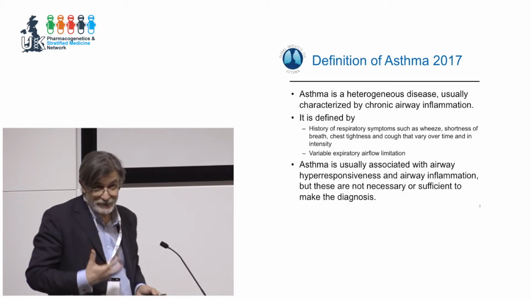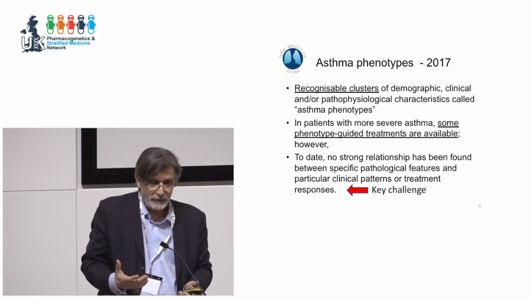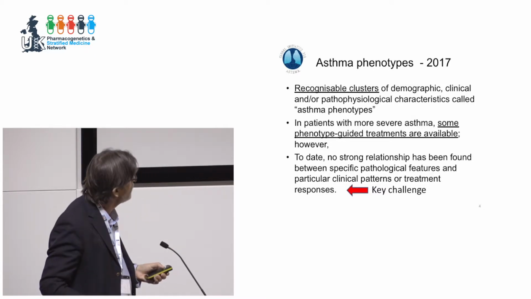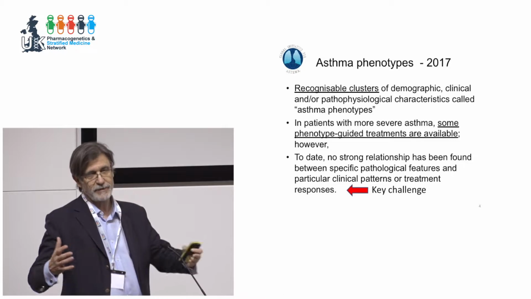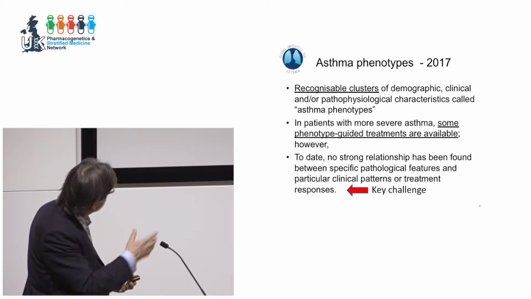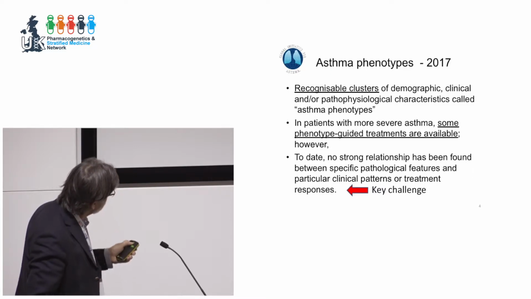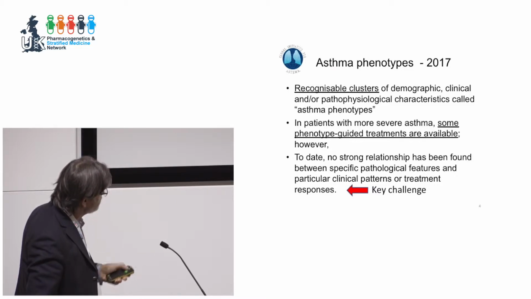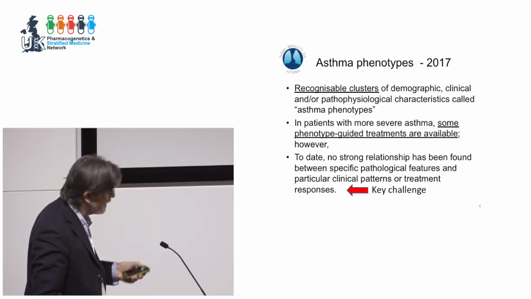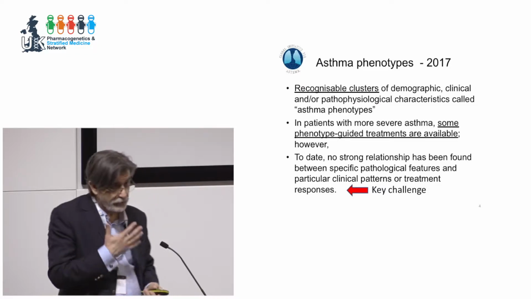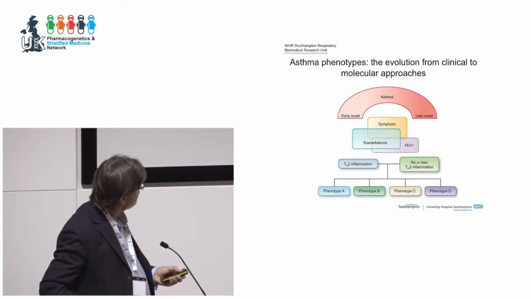So obviously you sense a bit of frustration in me. The first time that the word phenotype appears, so phenotyping is the key to stratification, was in 2017, and it says recognizable clusters. Okay. So at least we got to look into it as a possibility that this is a stratifiable disease. But it finishes with the following statement, that no strong relationship has been found between the pathological features and clinical patterns or treatment responses. And that is clearly the key challenge. And I'll talk you through how I think we should be going about it and how we have, to an extent, already been going about it.